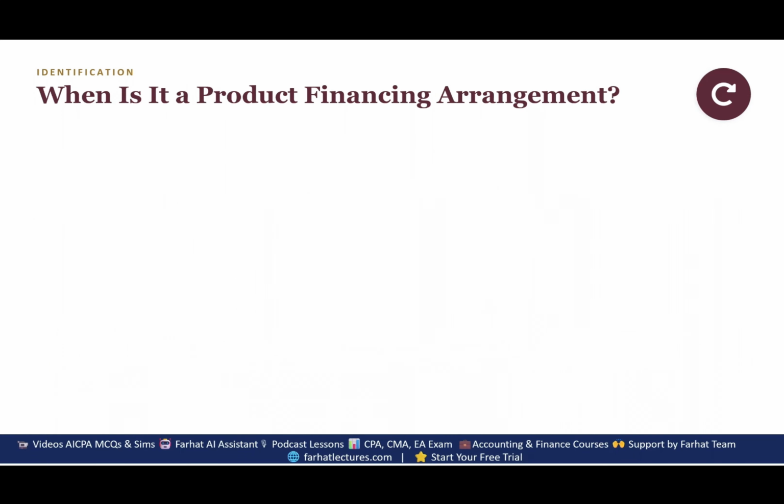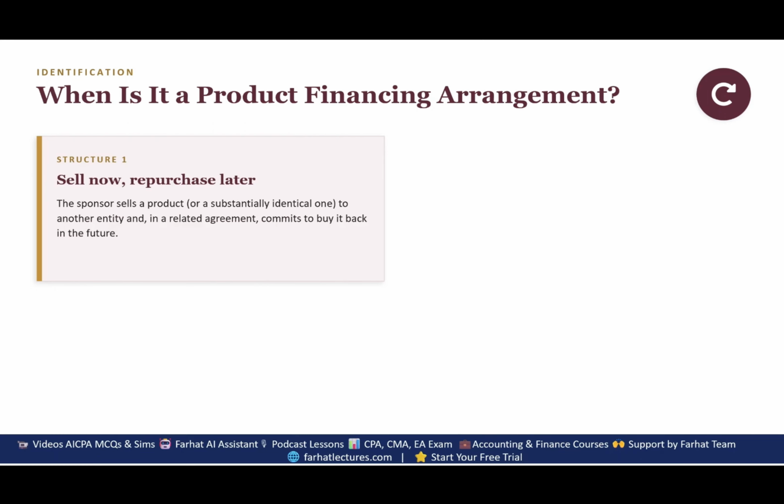So when is it a product financing arrangement? Well, we have two structures. The first structure is sell now, repurchase later. The sponsor sells a product to another entity and in a related agreement commits to buy it back in the future. So they sell it and they say, I'm going to buy it back in the future.